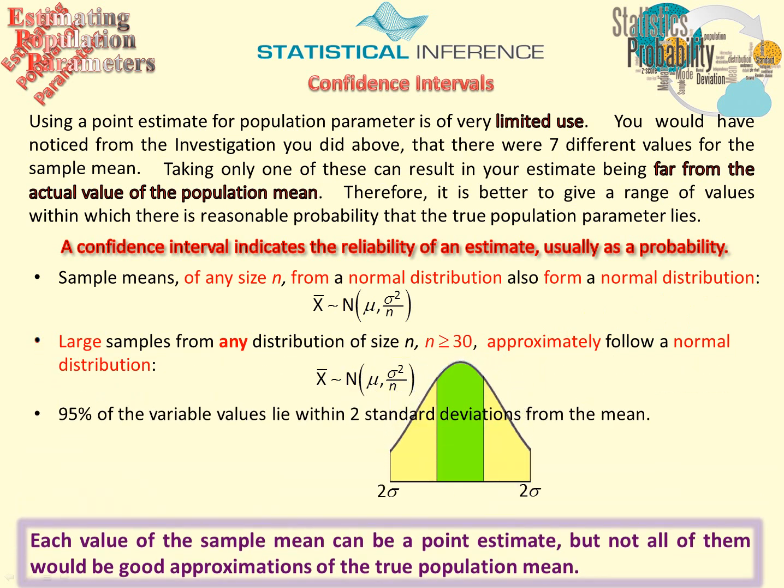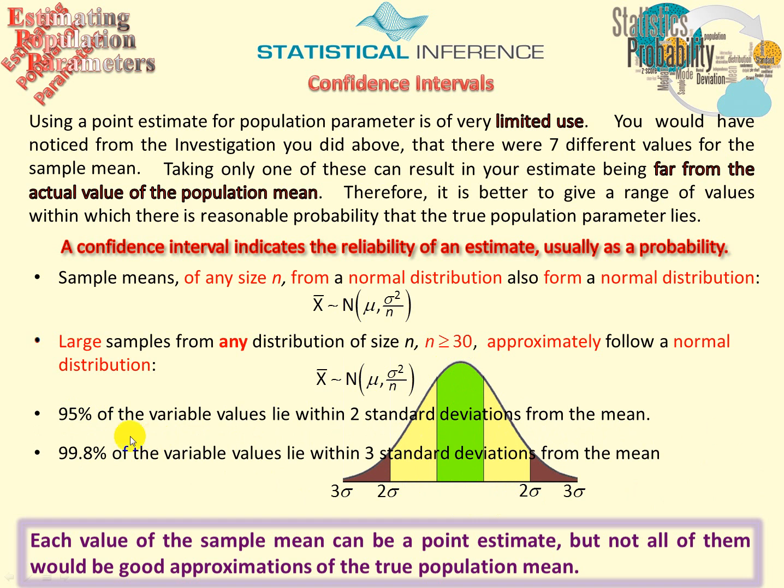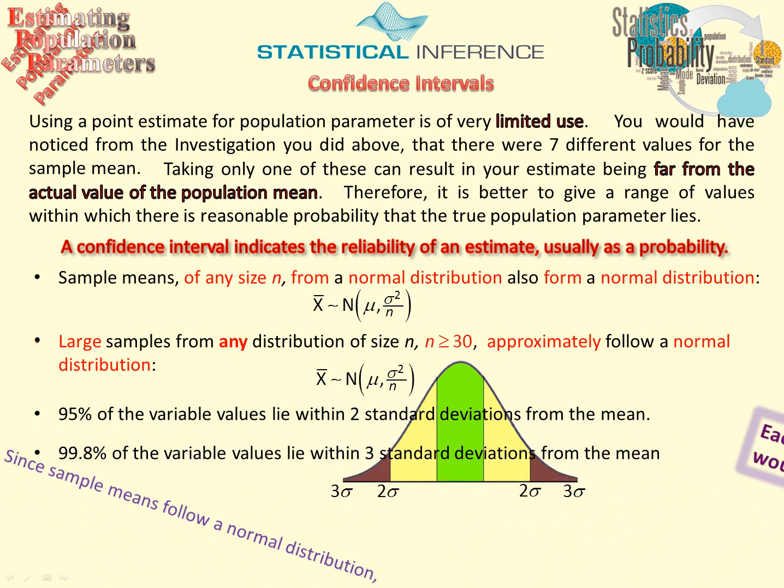95% of the variable values lie within 2 standard deviations of the mean. How do we get that? By using the z-score of 2. The z-score of 2 will give you half of that value, being half the area. So therefore the z-score must be half of that, 47.5, to give us this situation. The z-score must be 49.9 to give us the 3 standard deviations.